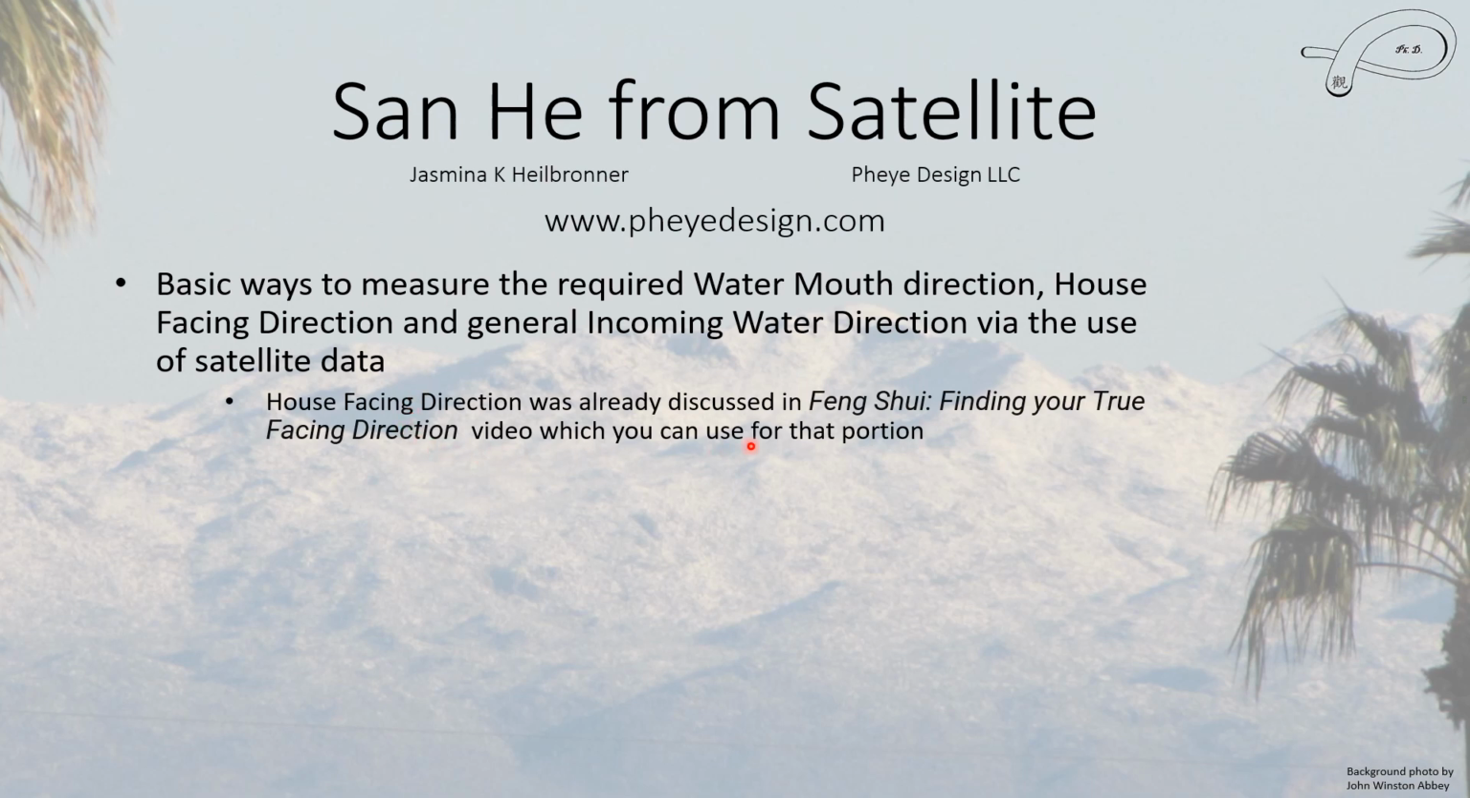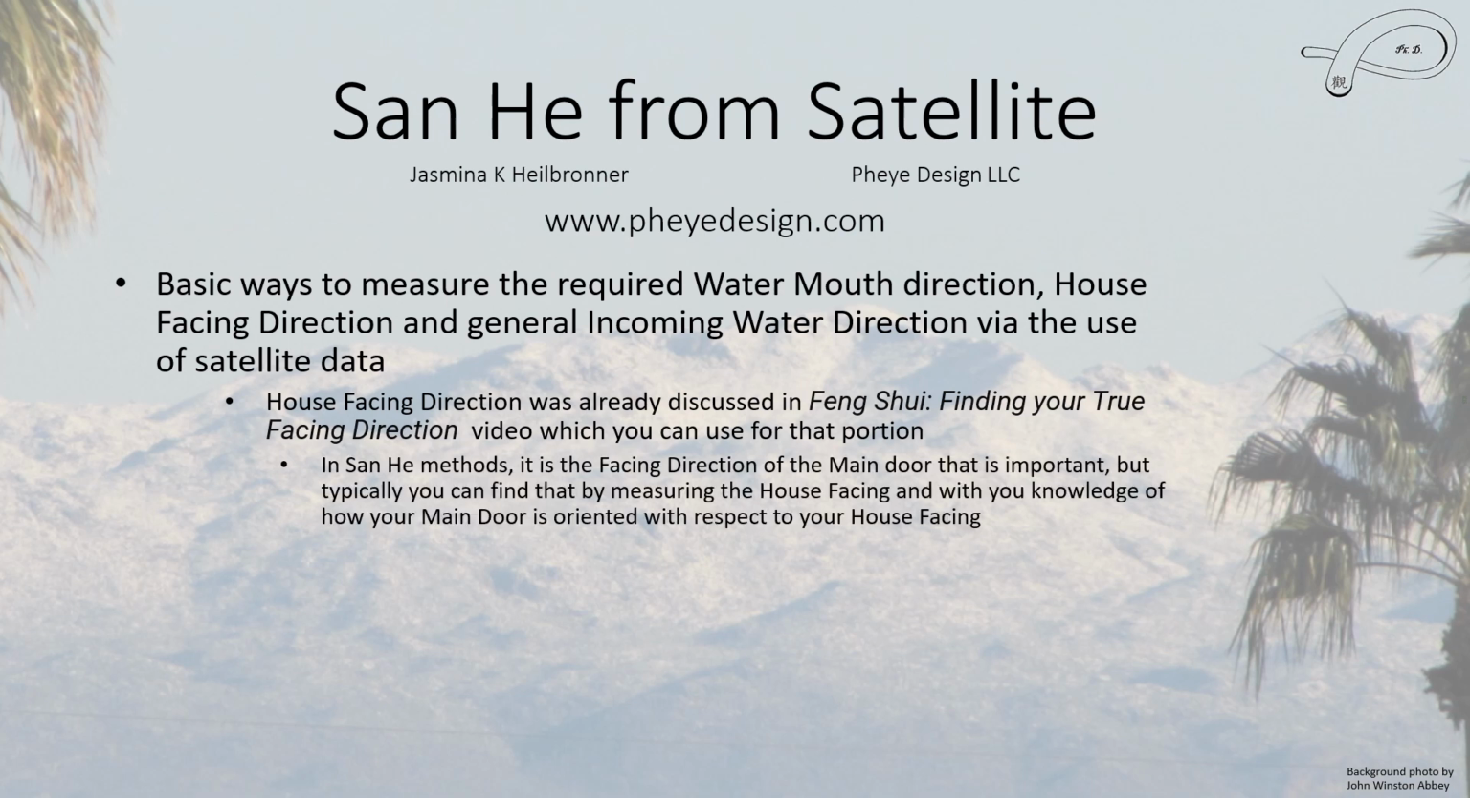Now, I've got a separate video that discusses finding your house's facing direction, and that's the overall facing direction of the house. And you determine that by looking at your roof line. But that is for San He Feng Shui. San He methods require the facing direction of the main door. That is what is used as the facing direction of the house. So it's a little different, but you will know with respect to your roof line what direction your door faces.